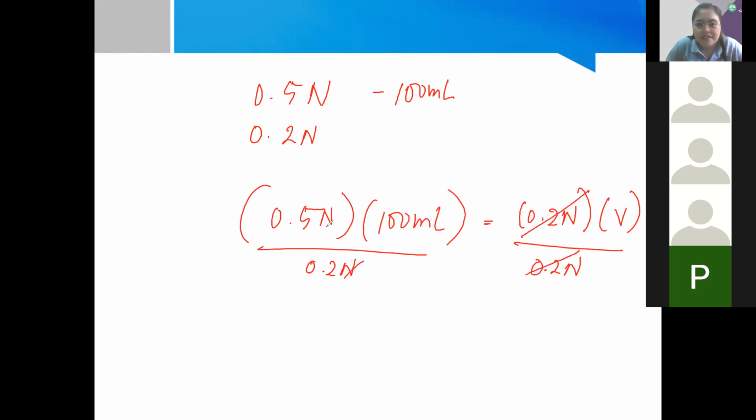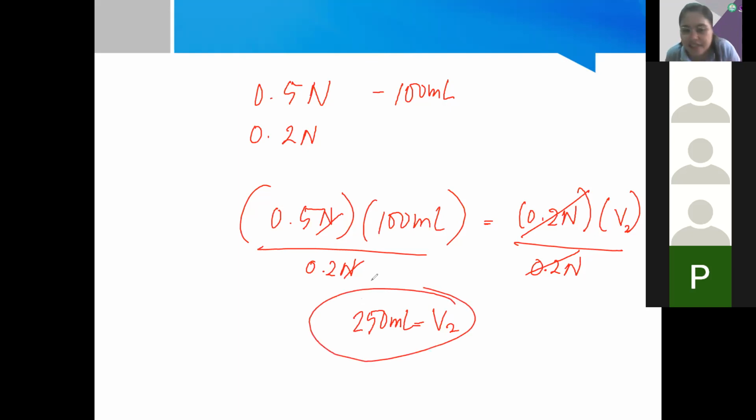Cancel this, cancel the N, the V2 here. 0.5 divided by 100, 0.5 times 100 divided by 0.2. Ay. $250 lang na ito. Nga naman to. Kindly correct if nag-copy kayo. That should be 250. Ginugangan akong isa ka 0 kagaya na.